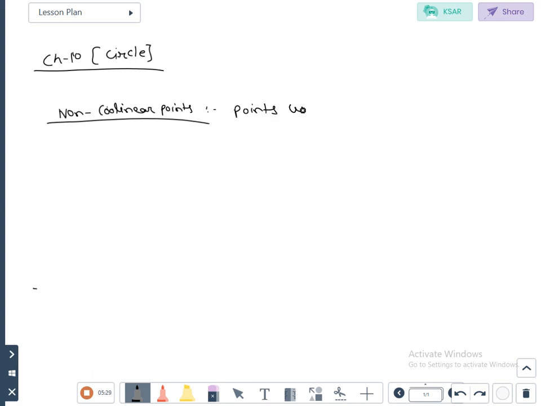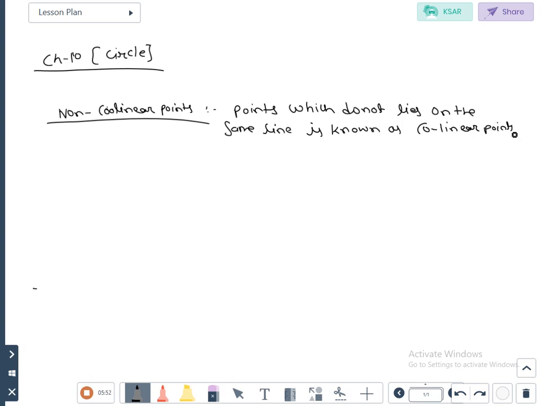Points, or we can write more than two points, which do not lie on the same line are known as non-collinear points.